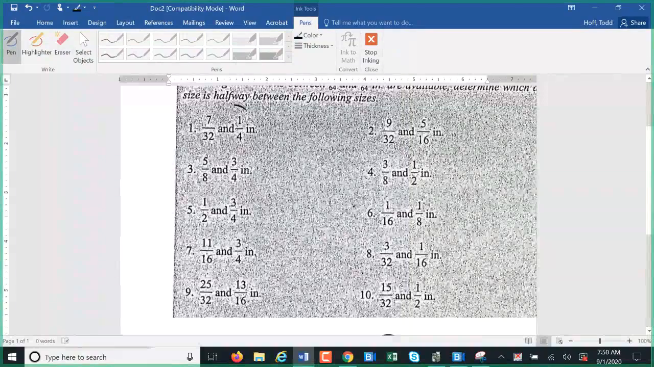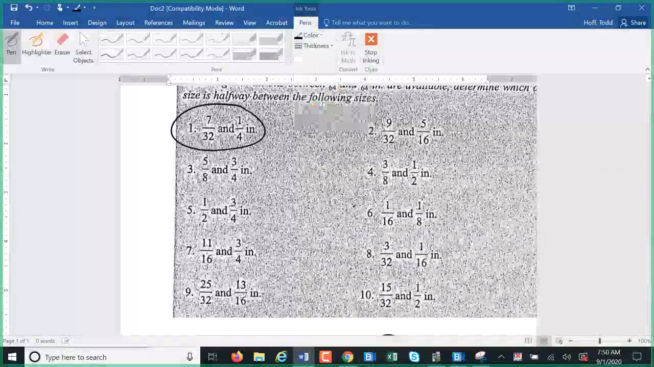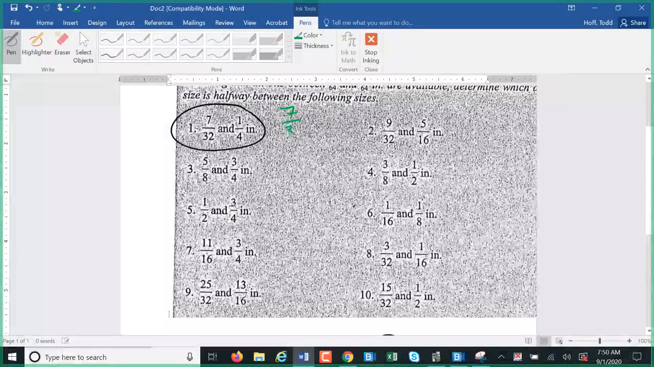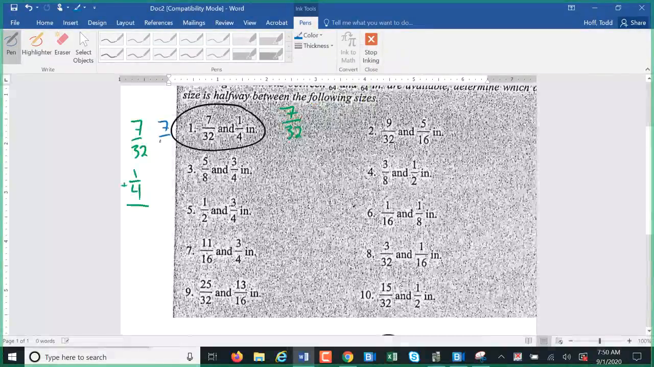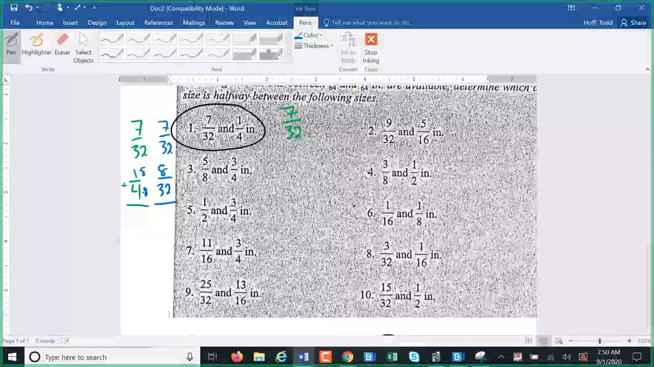To find the tool that is halfway between a 7/32 and a 1/4 inch, we have to add those together. To add 7/32 and 1/4, we have to have a common denominator, which is going to be 32. 4 times 8 makes 32, so we do 1 times 8 to make 8. Then we add those. 7/32 plus 8/32 is 15/32. That's the total, and we still have to divide by 2.